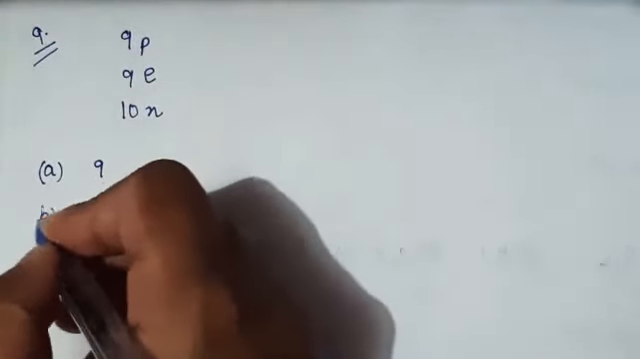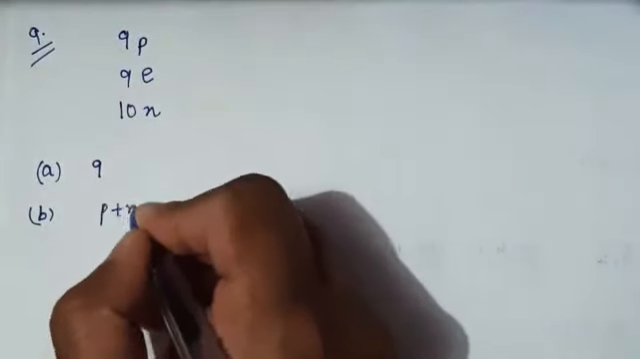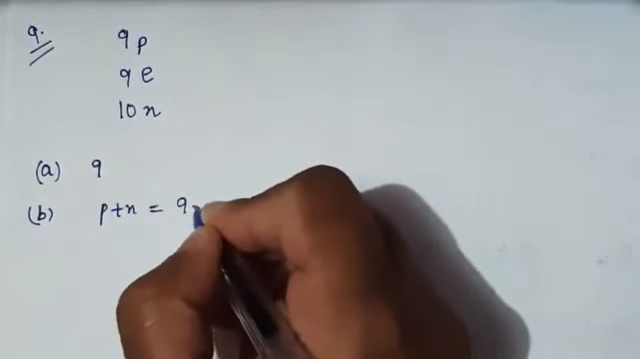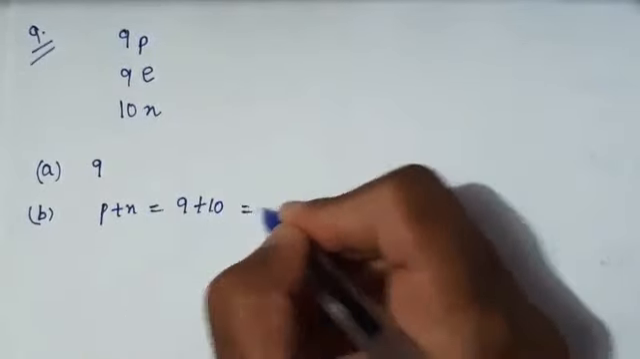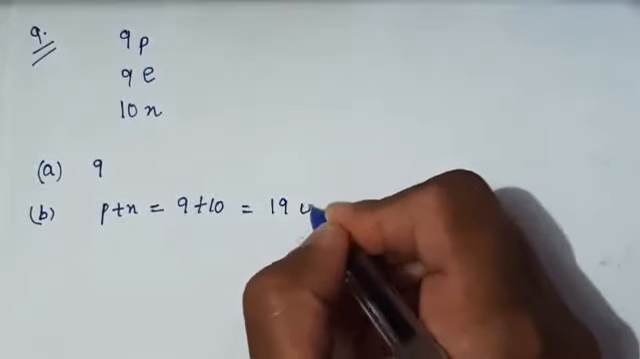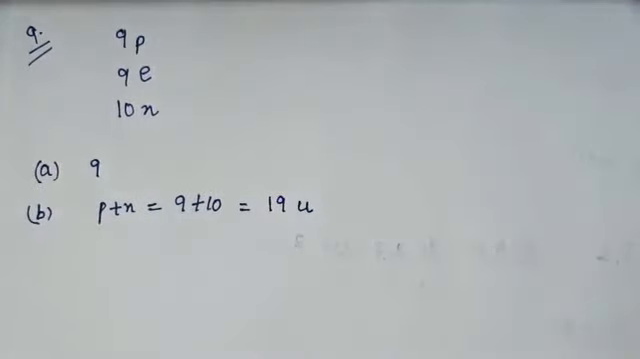Coming to B part, what is the mass number of the element? What is the mass number? It is protons plus neutrons. So protons are 9, neutrons are 10. So the answer is 19 u. This is the mass number.